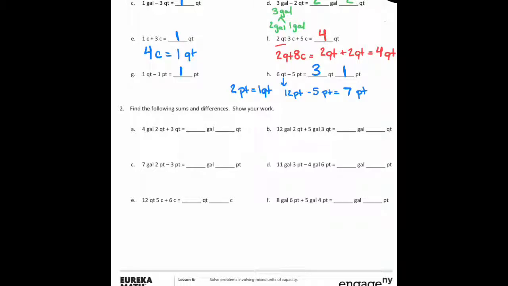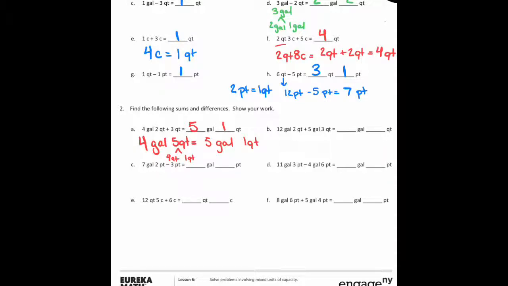All right, find the following sums and differences. So we have 4 gallons and 2 quarts plus 3 quarts. When I add that up, I'll get 4 gallons and 5 quarts. And we can't leave it like that because we know if I take out 4 of those quarts, that's the same thing as a gallon. So I add that gallon to the 4 and I get 5 gallons and 1 quart.